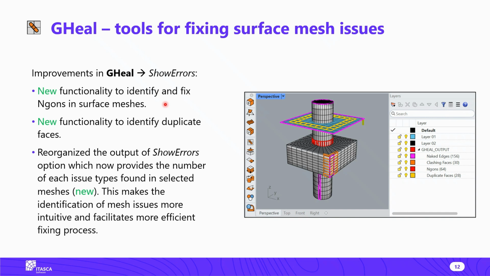Also, G-heal now identifies duplicate faces that may sometimes appear when importing other geometry formats like DXF, and G-heal will report if there are duplicate faces present, and it can fix them automatically. And also we significantly reorganized the output from show errors functionality, and now you can see over here that G-heal output is combined in one layer with sublayers reporting naked edges, clashing faces, n-gons, duplicate faces, and their amount. So this is just more intuitive and facilitates a more efficient fixing process.